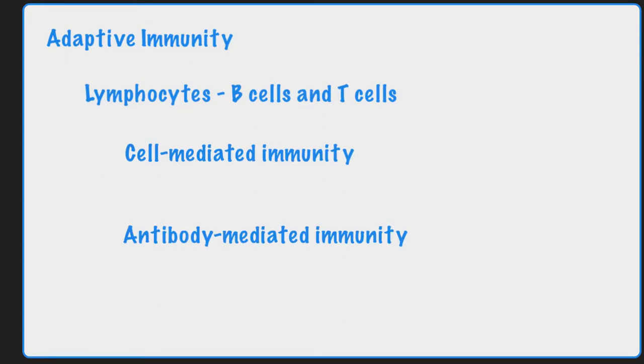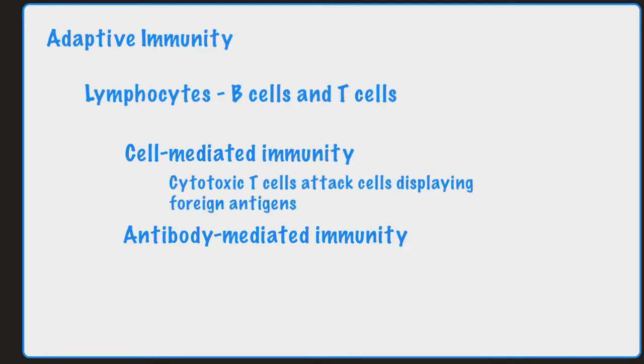In cell-mediated immunity, cytotoxic T cells will work by directly attacking invading antigens. They do so by attacking cells that display portions of this antigen on their cell surface. In antibody-mediated immunity, this is the work of B cells, and B cells will actually recognize antigens, and when they do so, they become activated, and then these B cells turn into what is called plasma cells.